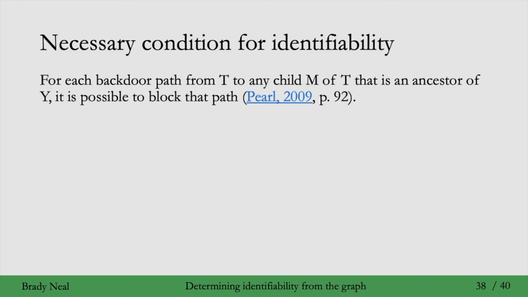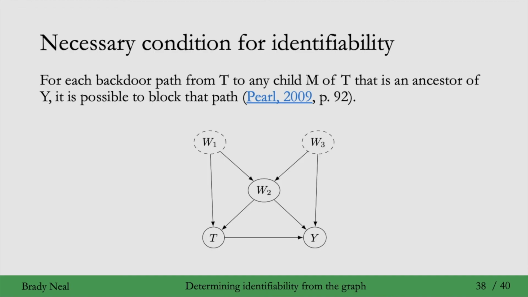So why is this not also a sufficient condition for identifiability? To see why, consider this graph. Here, Y is the only child of T, and we'll consider it an ancestor of itself. And there are two backdoor paths from T to Y. The first is T to W1 to W2 to W3 to Y. Luckily, this path is blocked by the collider W2, so we can block this path by conditioning on the empty set. And the other backdoor path is T to W2 to Y. And we can block this path by conditioning on W2.